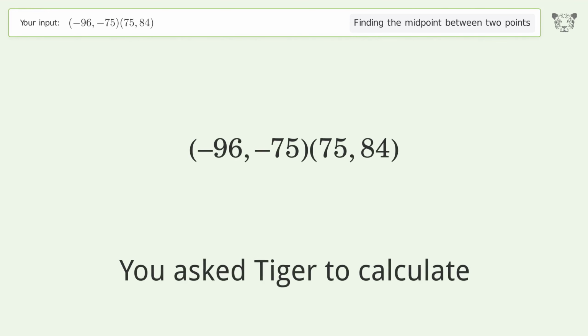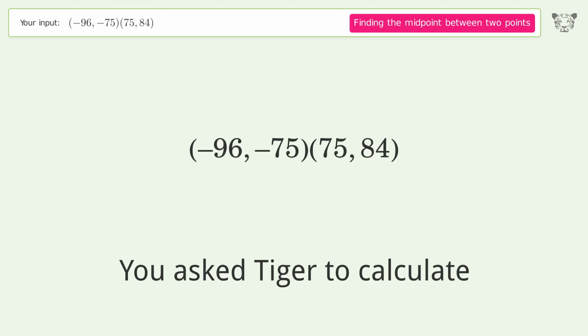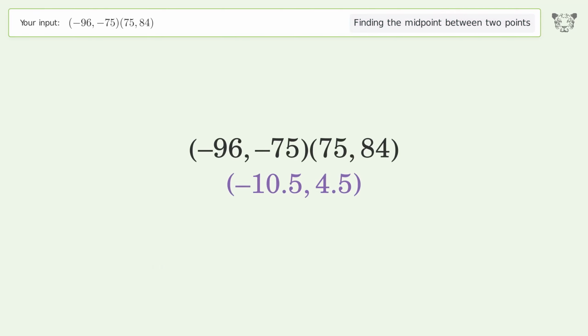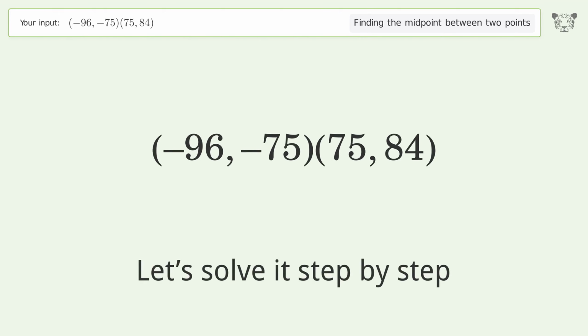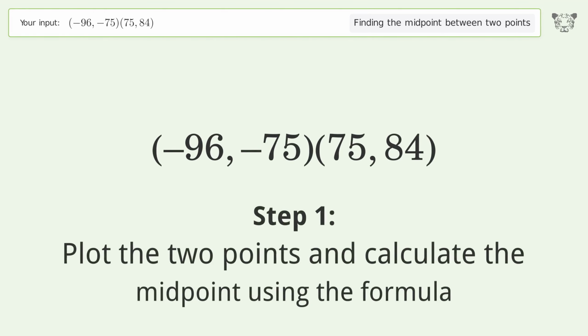You ask Tiger to calculate. This deals with finding the midpoint between 2 points. The midpoint between the 2 points is negative 10.5, 4.5. Let's solve it step by step. Plot the 2 points and calculate the midpoint using the formula.